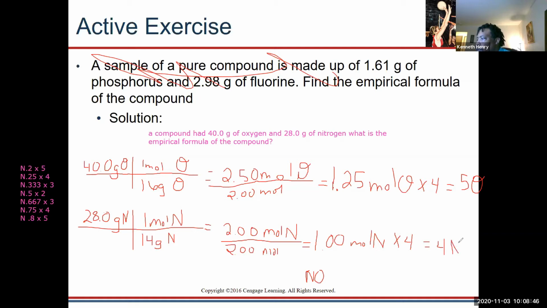And 4 nitrogens. So then our chemical formula is going to be N4O5, our empirical formula. Do you guys get that?